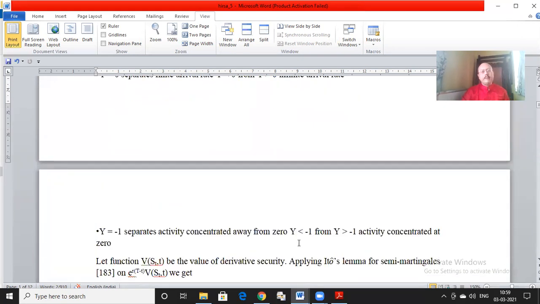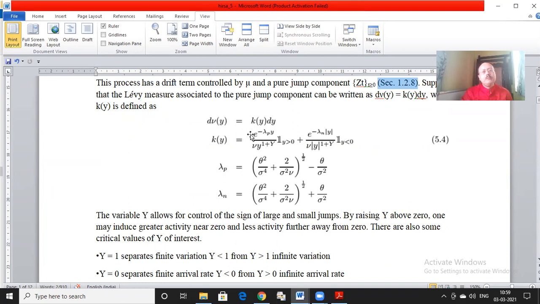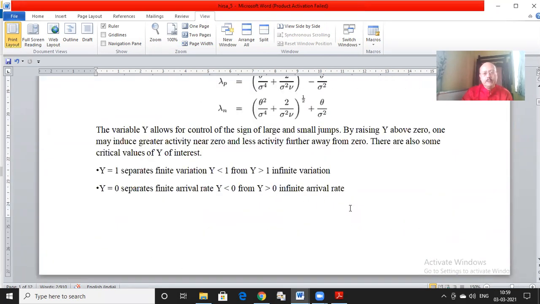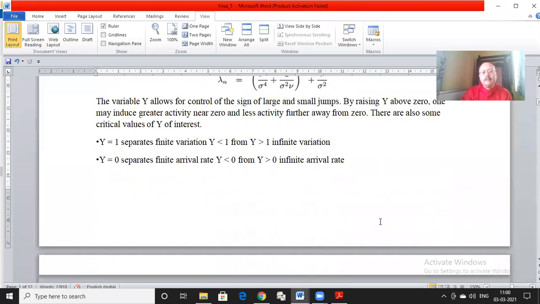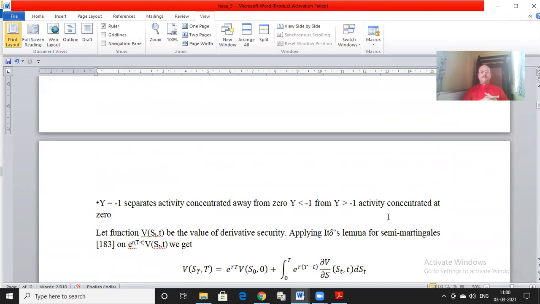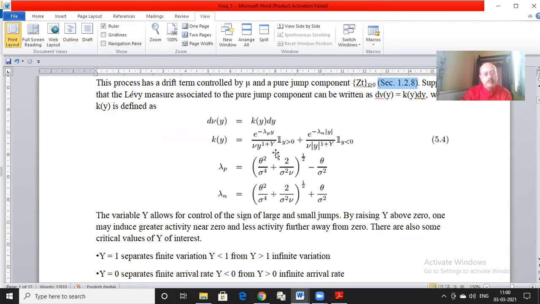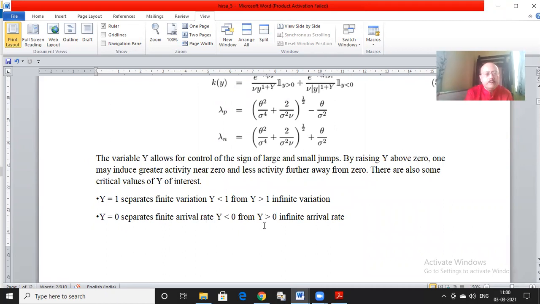So when Y is less than -1, it means the activities are concentrated away from 0. I have more activities further away from 0, because if Y is less than -1, then the power of y in the numerator becomes positive. So 1 plus Y is negative, and it basically comes to the numerator as a positive exponent on both sides. And when Y is greater than -1, so I actually have some power of y in the denominator, that is the situation where I have activity concentrated at 0. When the denominator becomes big faster, the activities come close to 0. And when the power of y is reduced, the activities are spread further and further, so I have more activities away from 0. That's the usual characteristic induced by this type of function. And then I have this finite and infinite variation depending on how big Y is.